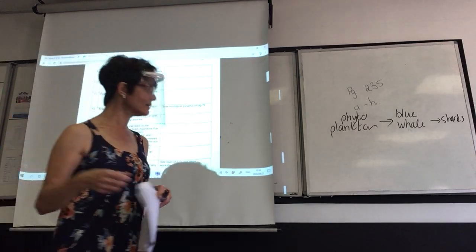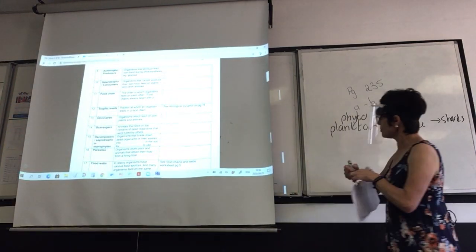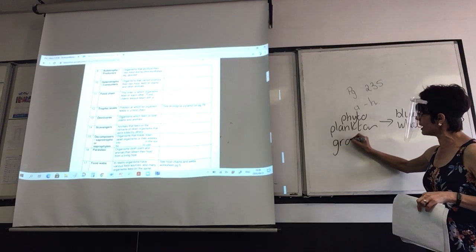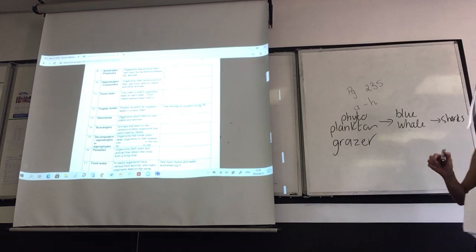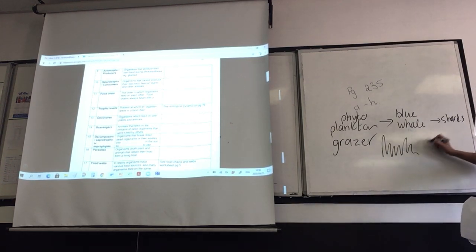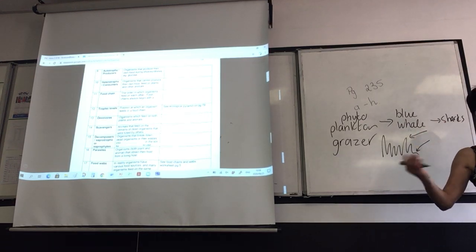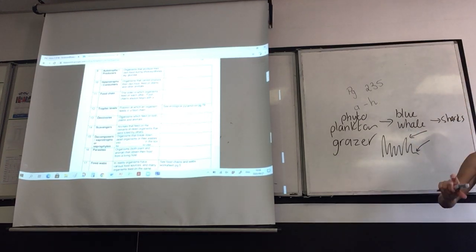If you're a grass eater, you're called a herbivore. Okay, and what type of herbivore? You feed on grass, so you are a grazer. So you know what they do? There are different levels of grass. Some of them feed lower down and some of them feed higher up, and they're not really competing. They feed on different parts.